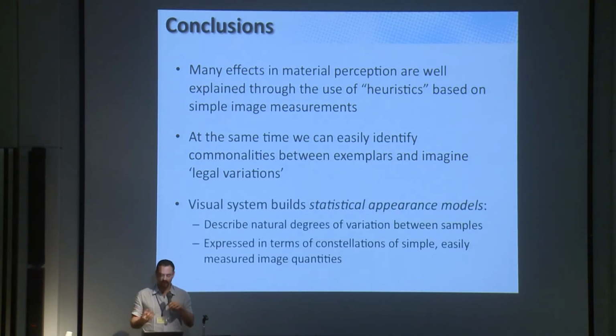And so I'm arguing that the visual system builds statistical appearance models that describe the natural degrees of variation between samples and are expressed in terms of constellations of simple, easily measured image quantities.